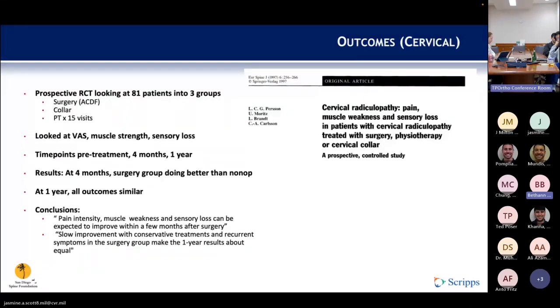So the conclusions were pain intensity, muscle weakness, and sensory loss can be expected to improve within a few months after surgery. A slow improvement with conservative treatments and recurrent symptoms in the surgery group may take a year, but the results were about equal.